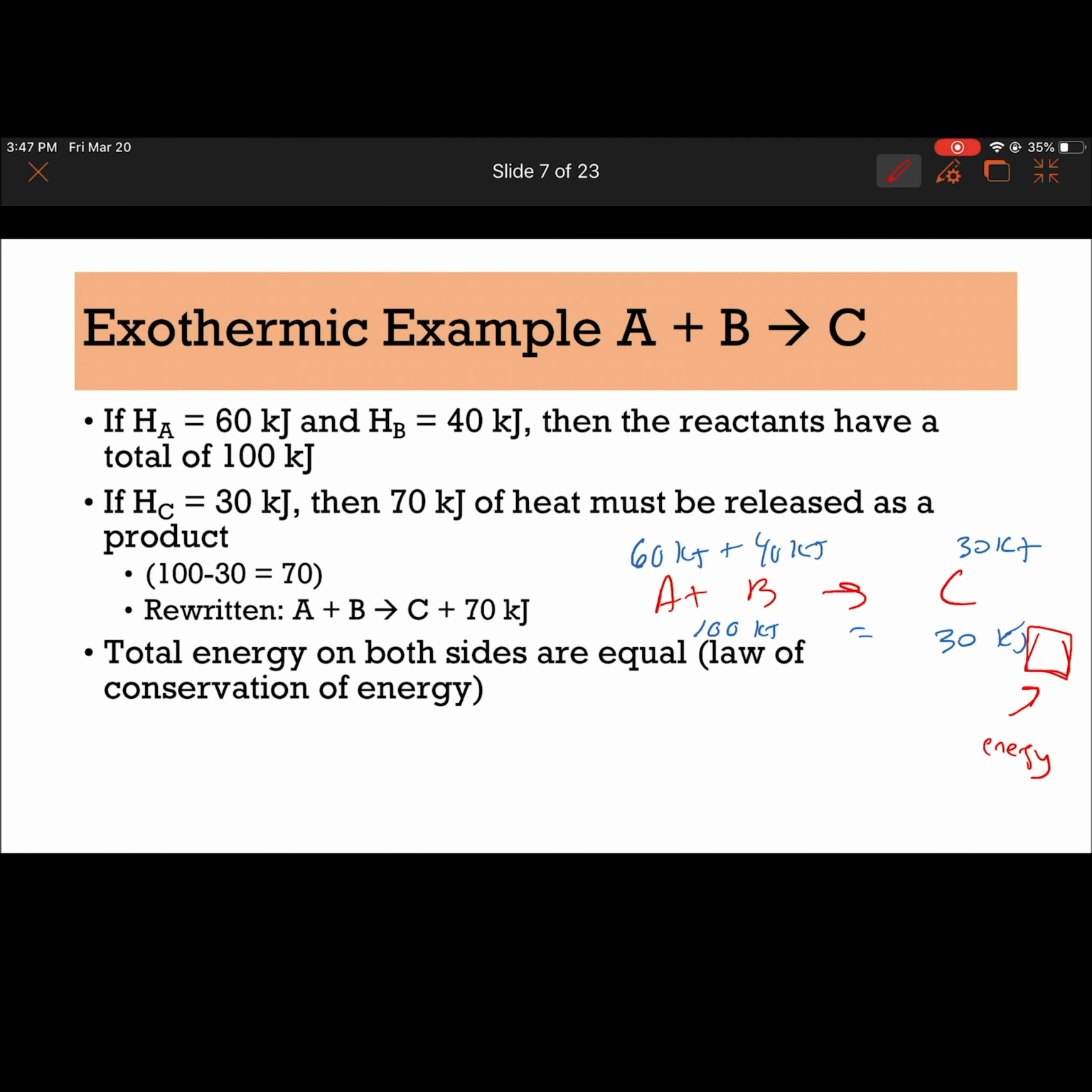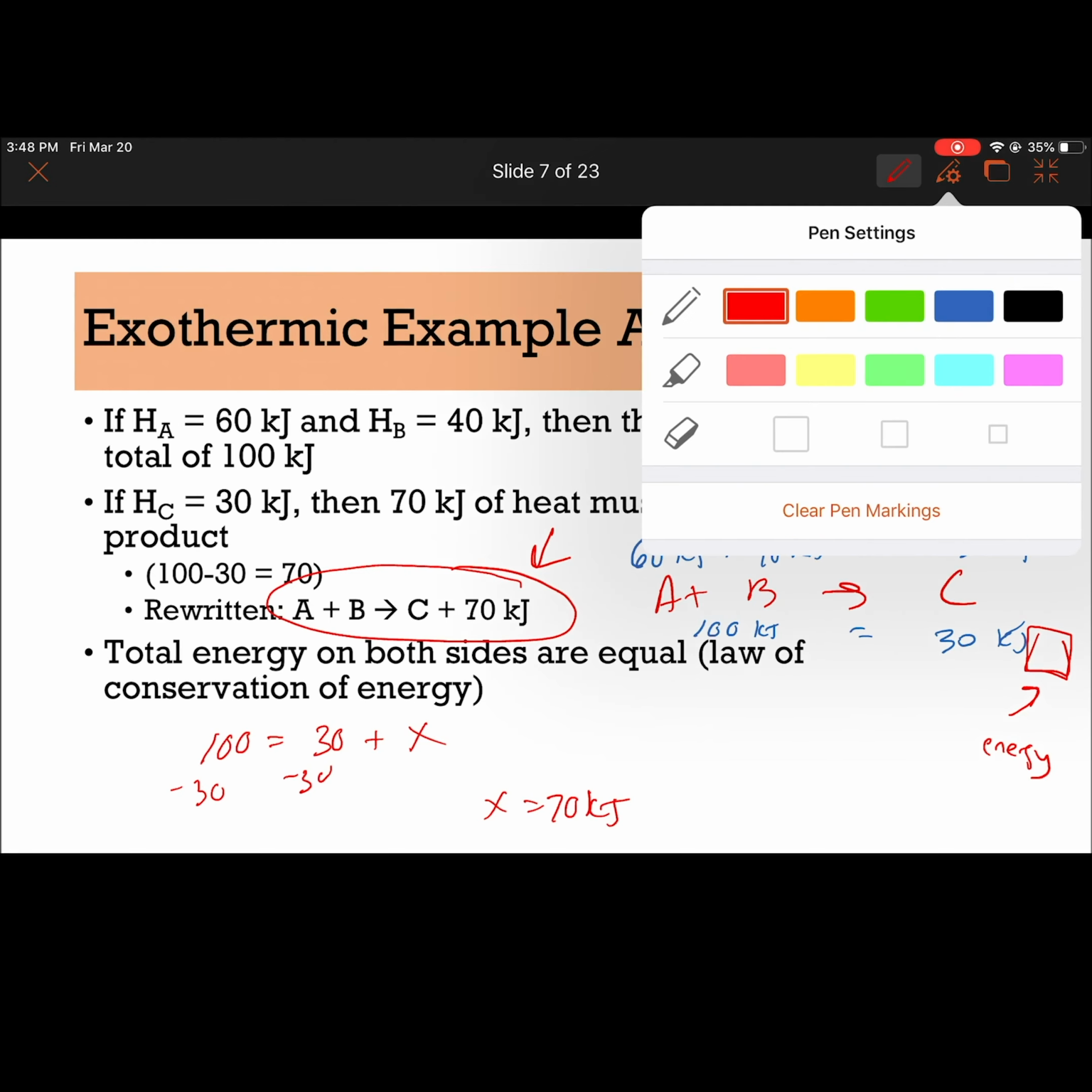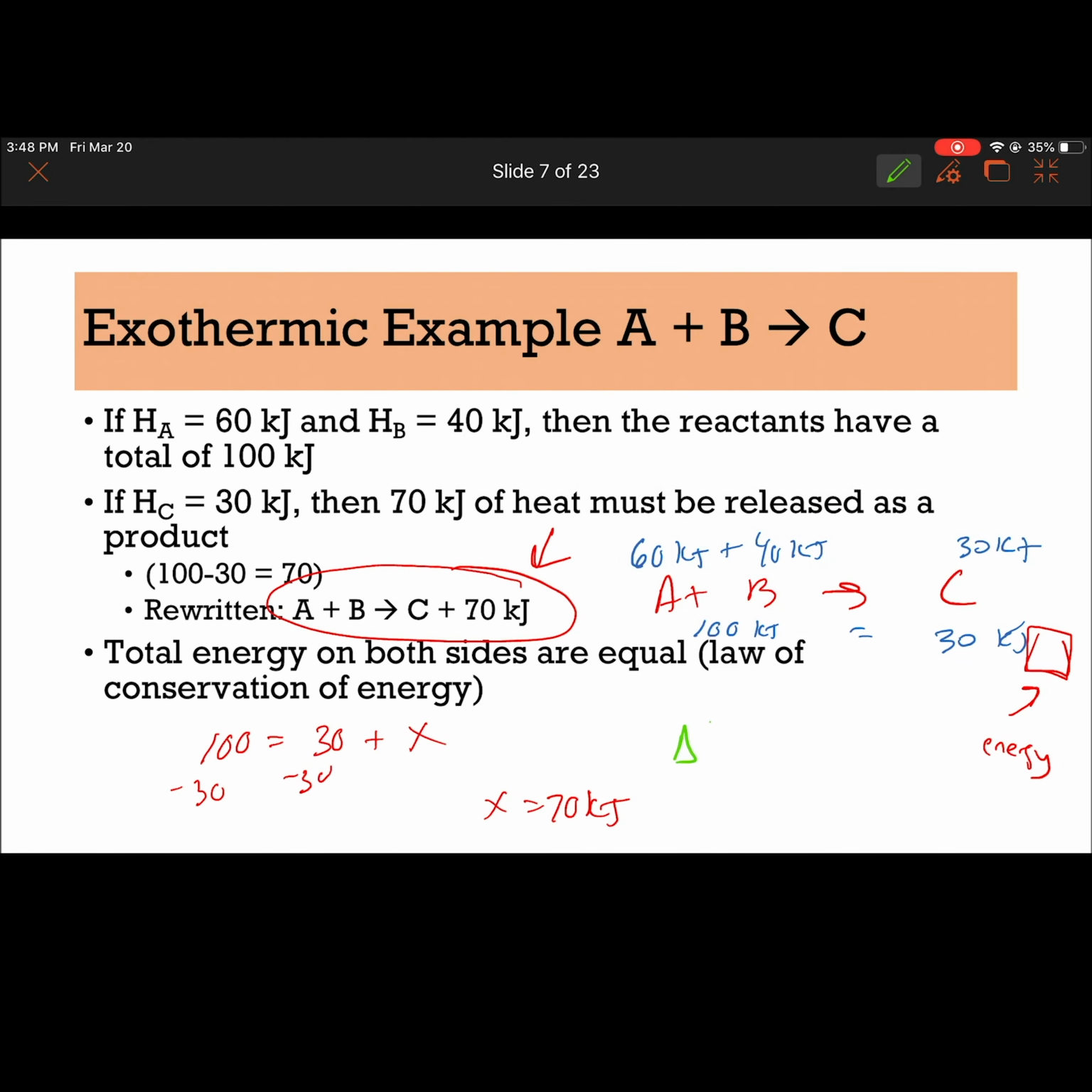So what we're going to have to do is figure out how much energy is missing. So again, you set up your simple equation. 100 equals 30 plus x, minus 30 from both sides. You get x equals 70 kilojoules of energy. So here you're writing it as a product.